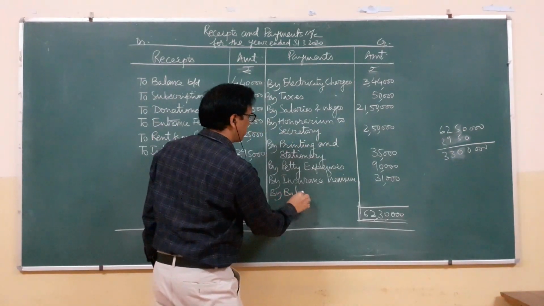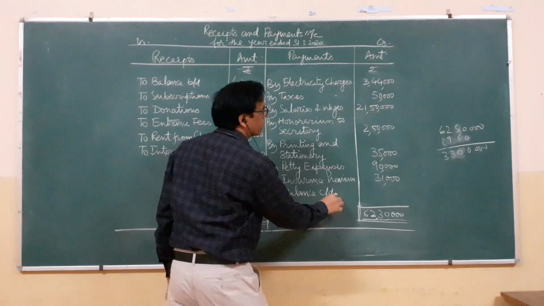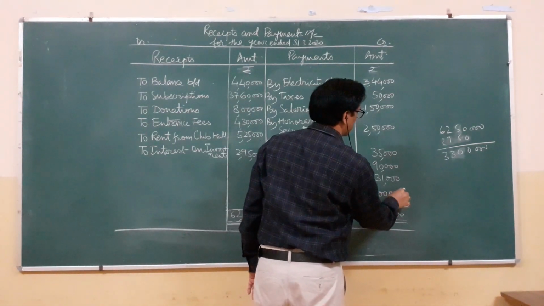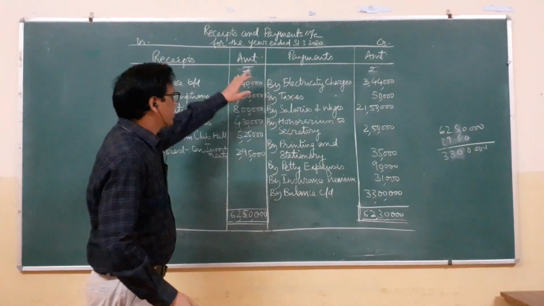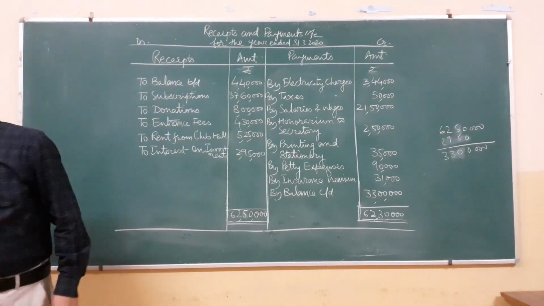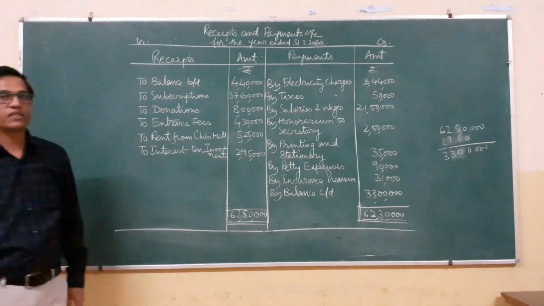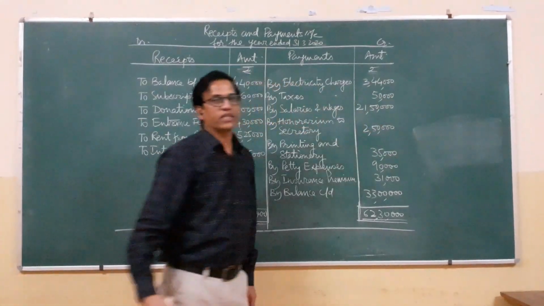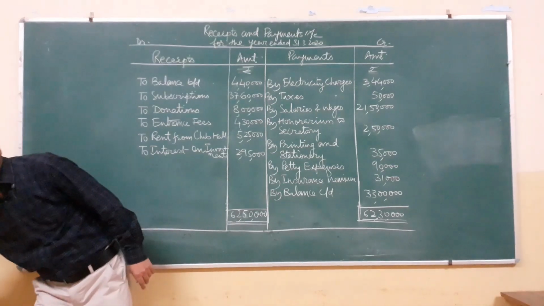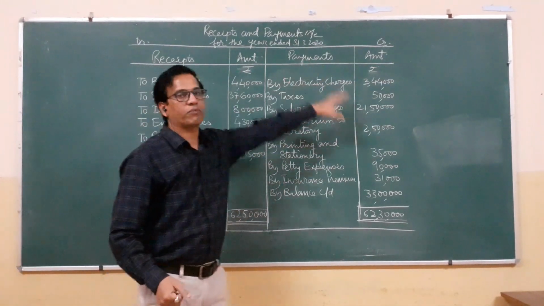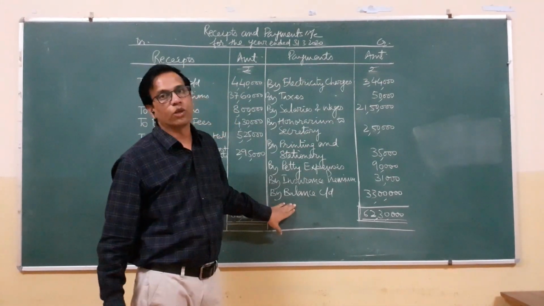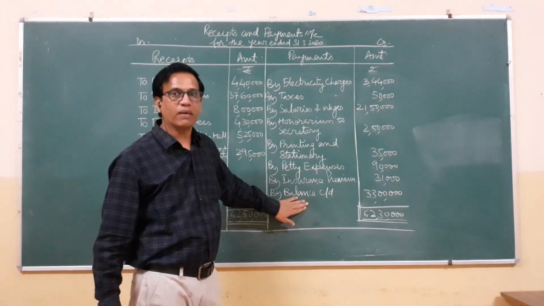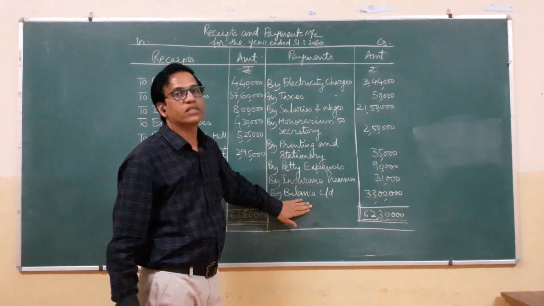So right here, by balance carried out, 33 lakhs. So what we do? We take the total of both the sides, receipts side and payment side. Excess of receipt side over the payment side will indicate the closing cash balance. This will go to the closing balance sheet. This we will take to the balance sheet.